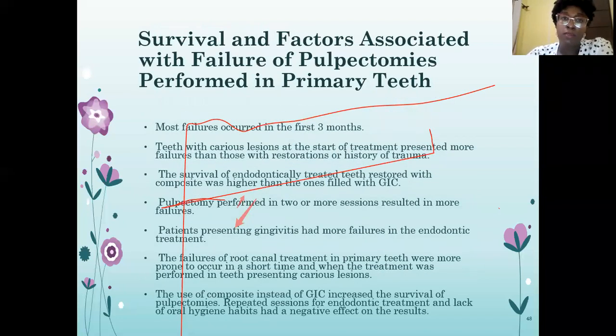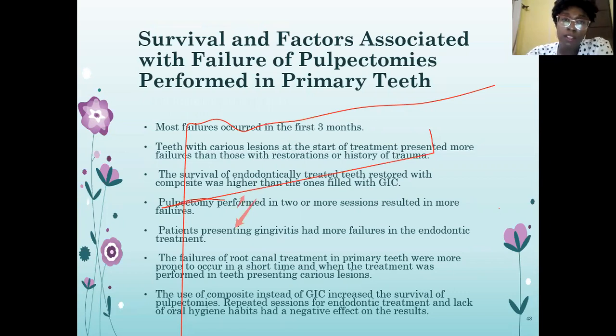So when it comes to what are some of the factors associated with failures in primary teeth? Most failures will occur within the first 3 months. So if you survive the first 3 months in a 4-year-old, you're really glad, and you've crowned your tooth, you know that this tooth will last its lifetime, and at 10, 11, it will exfoliate naturally.